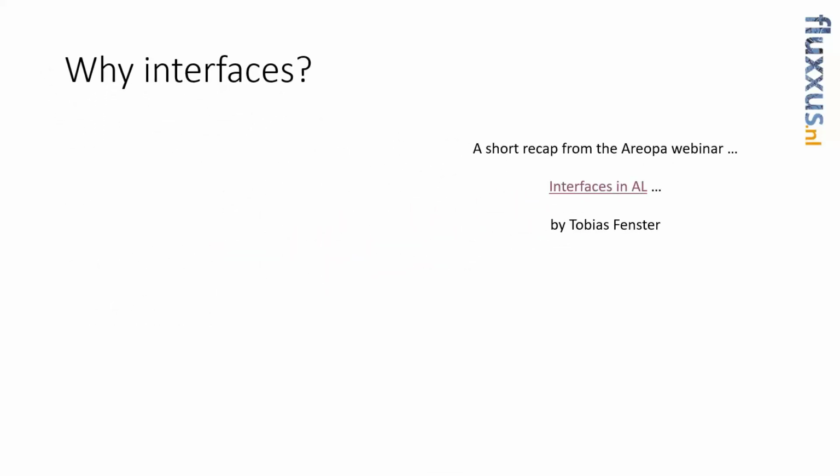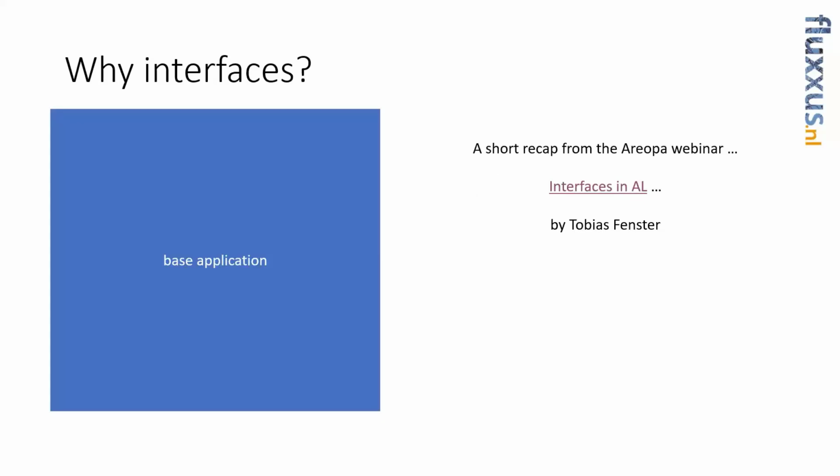So I took a slide from Tobias' presentation. I tweaked it a little bit, but why do we need interfaces? He took the example of the base application where we have a price calculation part. And yes, nowadays there's a new version of it. There's a lot of discussion around the implementation of it. Nevertheless, what do you do when you would like to replace a component, being price calculation, by a new version, in this case called price calculation with forecast?